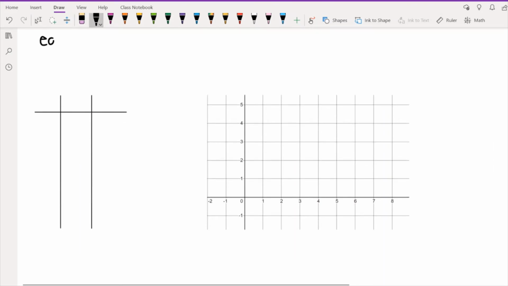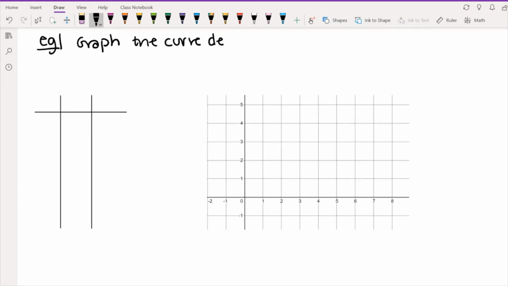So the first example we're going to look at is we're going to graph the curve defined by, so these can be written in a variety of ways. Sometimes you'll just see a list of what x and y are. Sometimes they'll be in these kind of brackets. I think on your homework, they often put them in these brackets, so I'll write it like that. So x is a function of t, so we write x of t is equal to t squared minus 2t.